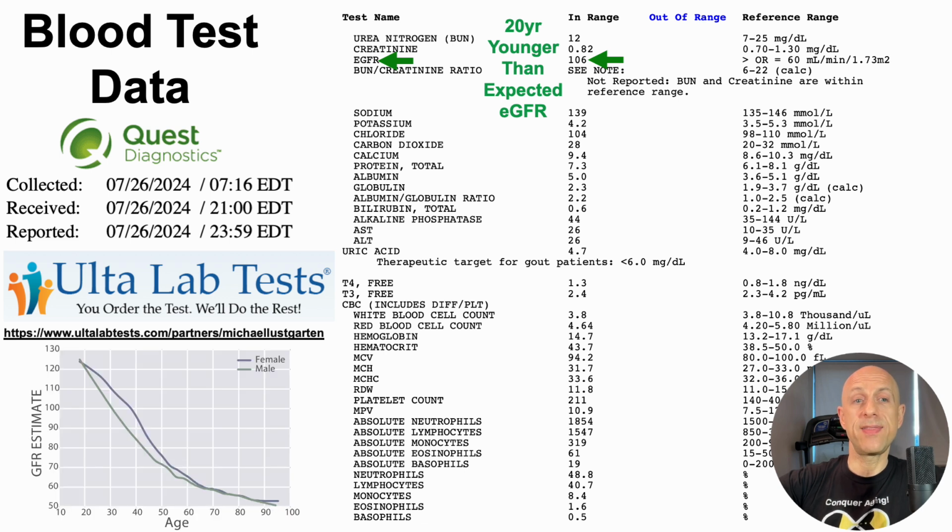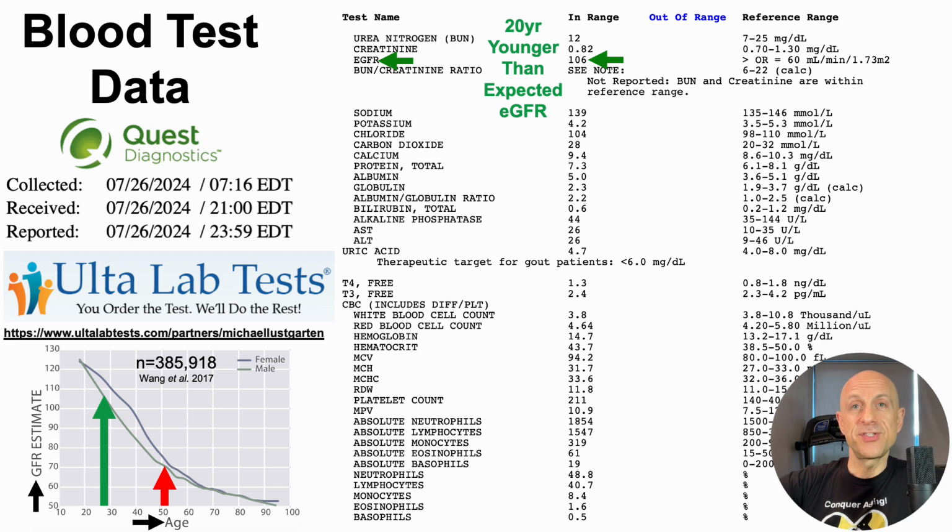And we can see that why that's true here. On the y-axis, we've got the GFR estimate, so eGFR, plotted against age. And we can see that in this study of about 386,000 people, an eGFR of 106 would be the average value for someone around 30 years old, whereas someone of my chronological age, 51 years, has an average value of around 70. So that's about a 20-year better than expected eGFR based on chronological age.